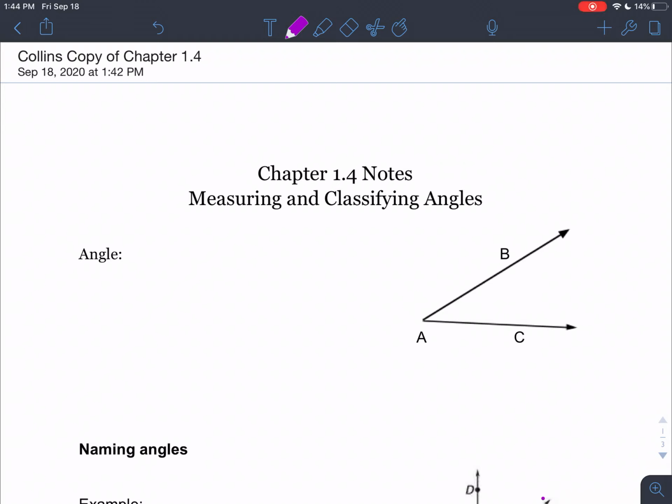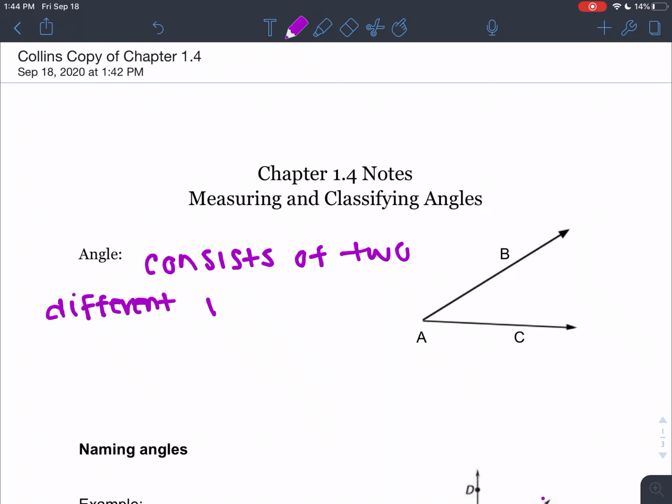Okay, so moving on in our first chapter to measuring and classifying angles. So first, let's define an angle. An angle consists of two different rays with the same endpoint.